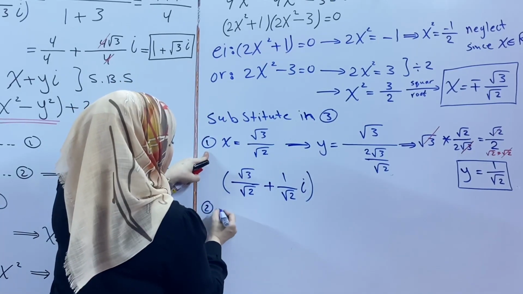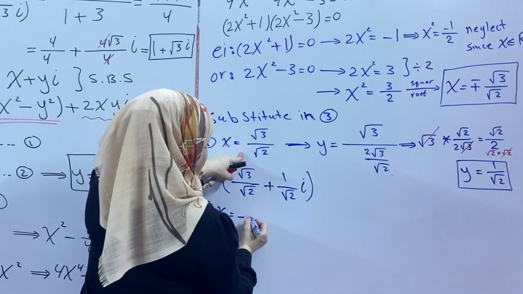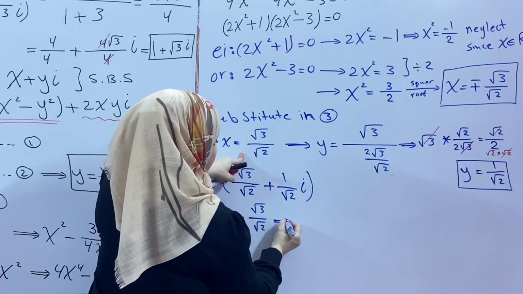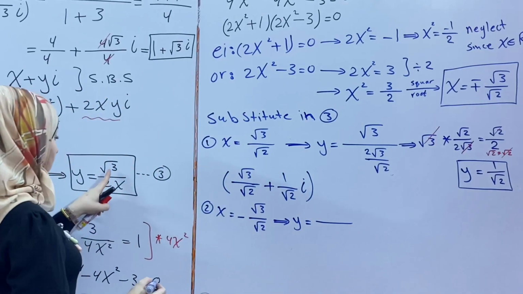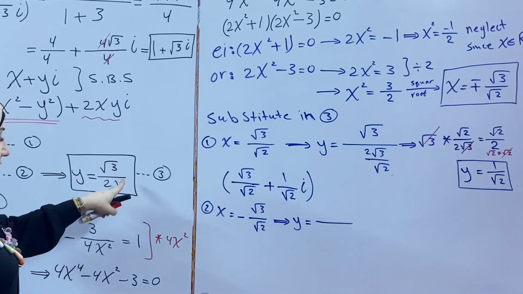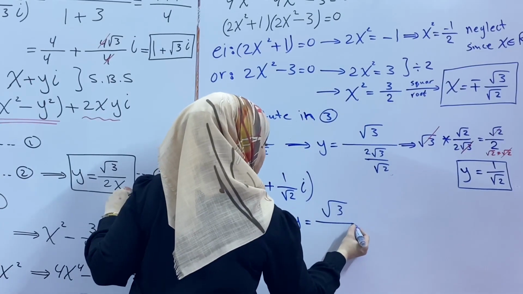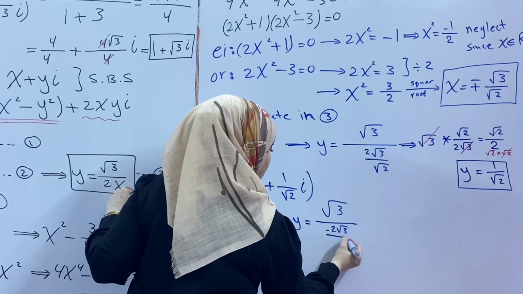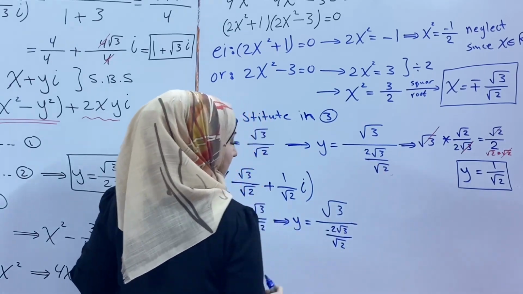Second, when x equals the same amount but negative, negative square root of 3 on square root of 2, that means y equals square root of 3 on 2 multiplied by the value of x, negative square root of 3 on square root of 2. Only here the value will be negative.